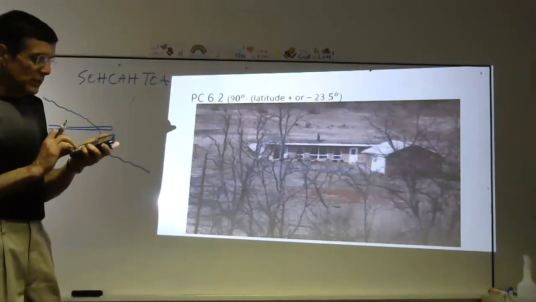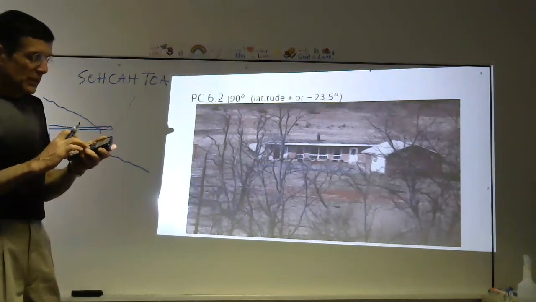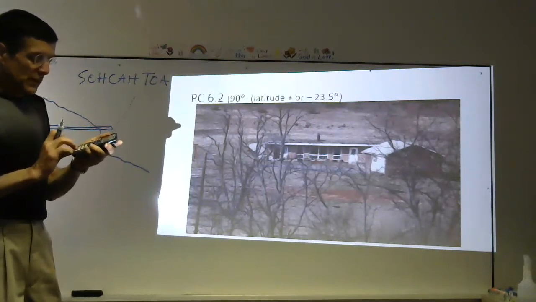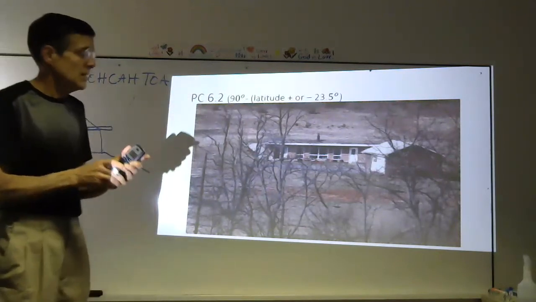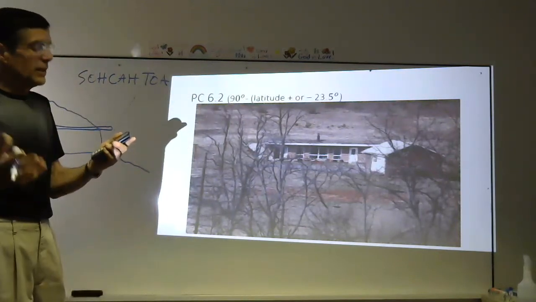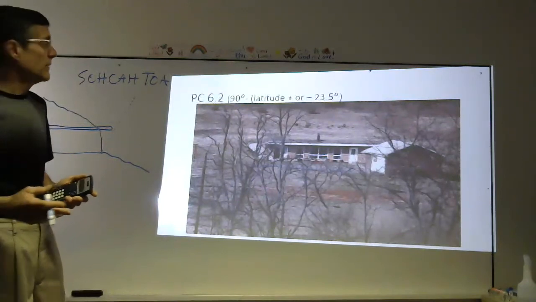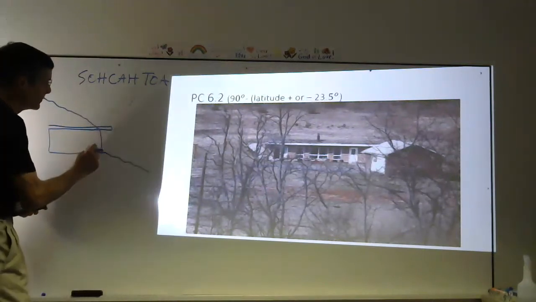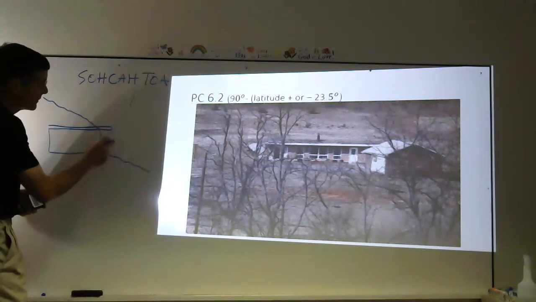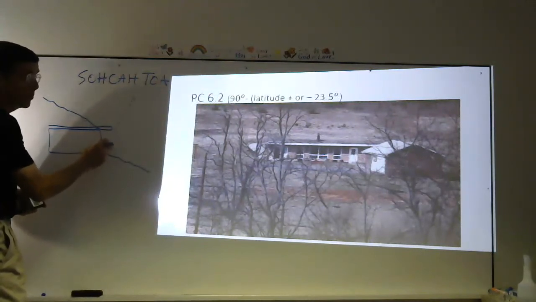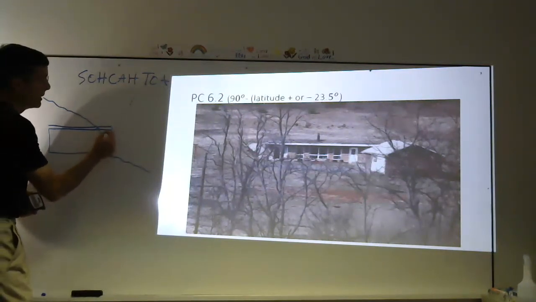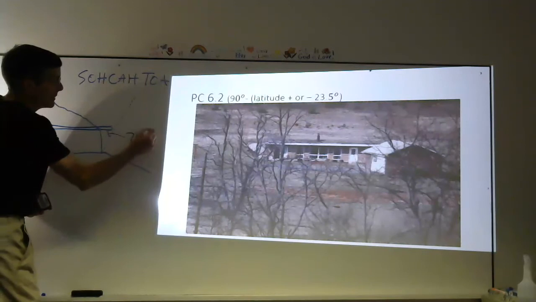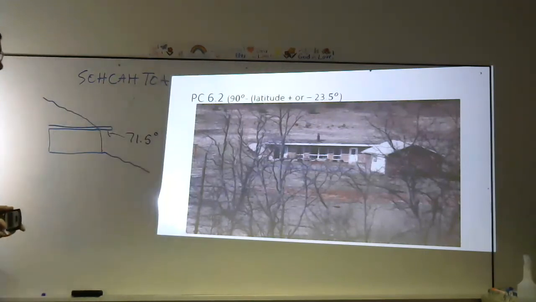So let's do that. 42 minus 23.5, and I get about 18.5. So 90 minus 18.5 is 71.5 degrees. What that means is the angle of elevation of the sun in the summertime is 71.5 degrees. So by alternate interiors again, this angle here is 71.5 degrees, okay?